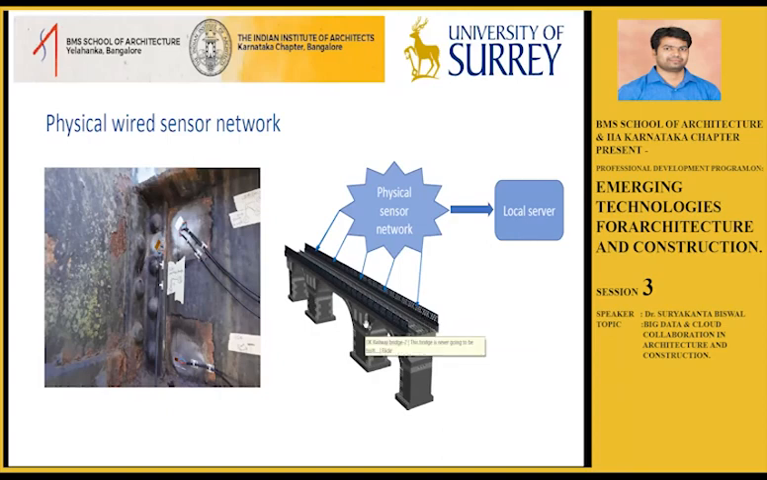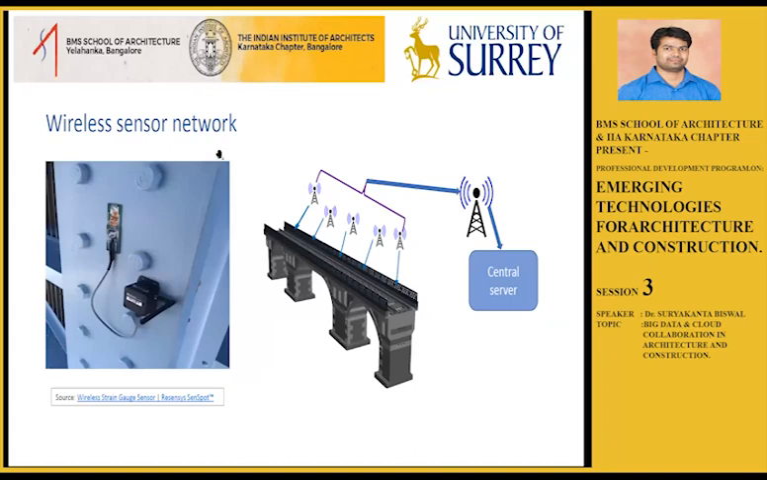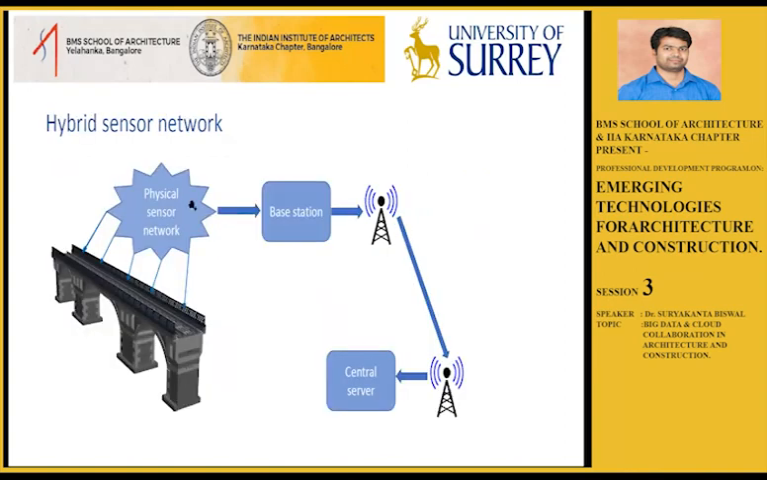The next is the wireless sensor network. There's no wired connection. The wireless transmitter will transmit the signal. Each sensor will transmit its signal and it will be received by the central server. And then there's another, the hybrid sensor network. We'll have the physical wired sensors, but those physical sensors will be connected to the base station.